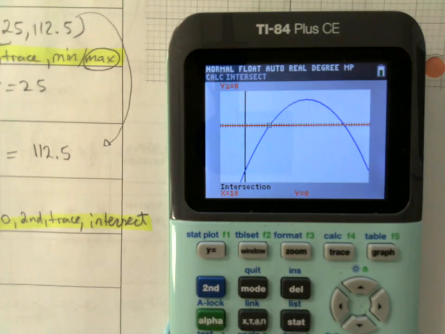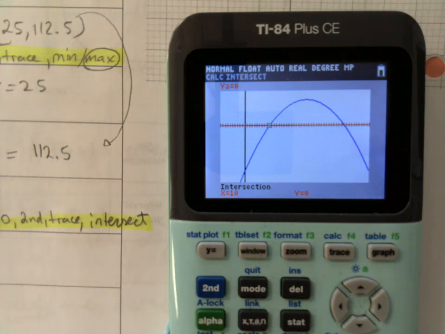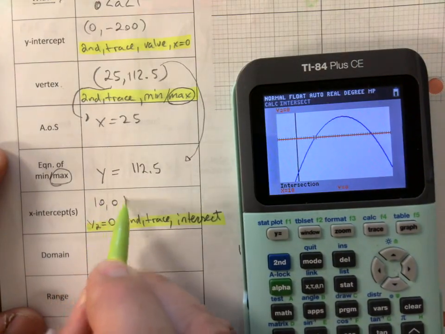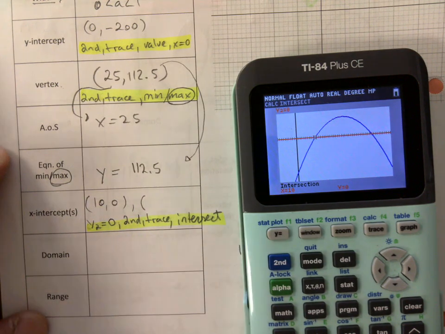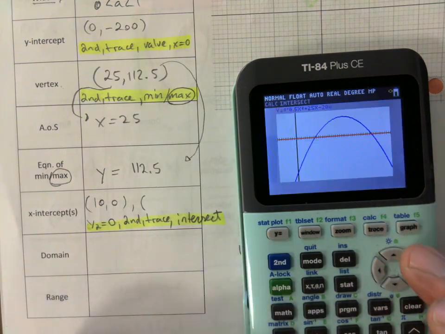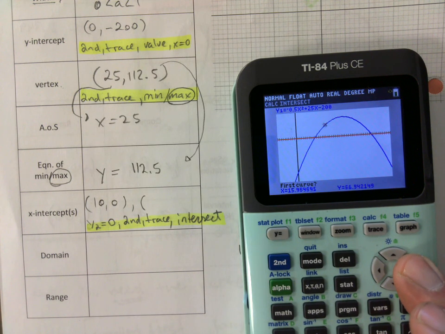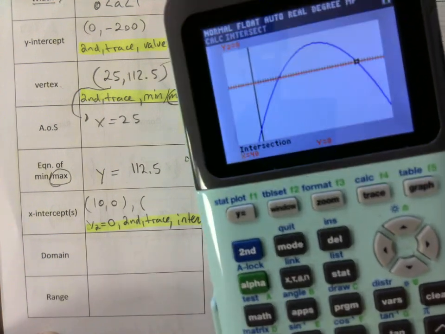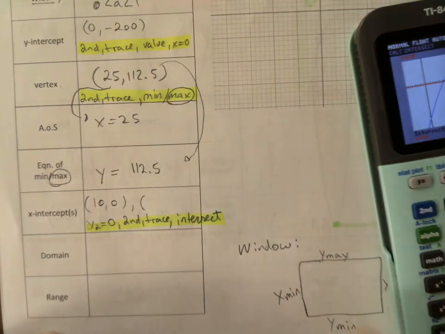As soon as you make a mistake, you press some button by mistake, you got to repeat the process. You got to go second, trace, intersect, or else you'll not get it. Okay? 10, 0 is the first one. And what's the second one? This one right here. Second, trace, 5. I'm now going to go over to that one. Just press and hold the side arrow to the right. That's close enough. Enter how many times? 3 times. Enter, enter, enter. And you get 40, 0. Okay?